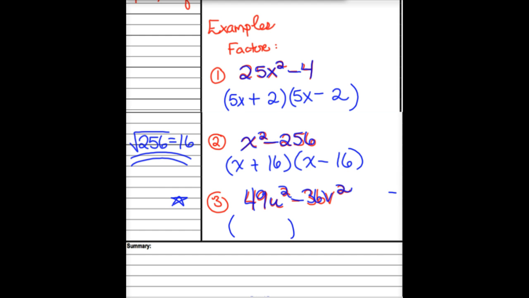All right, let's see how you did. So what times itself gives you 49? 7 and 7. What times itself gives you u squared? U and u. So there's a pair of samers that when I multiply them, I get 49u to the second. And then in the back end of this, I can get 36 with 6 and 6. To get that v squared, I need to have v and v. So I've got samers out front, samers out back, and then I need to have 1 plus and 1 minus. And I have factored a difference of squares.